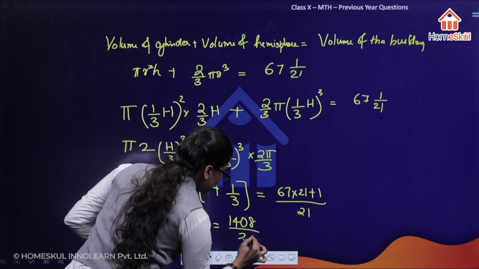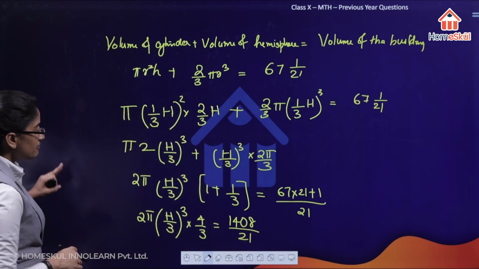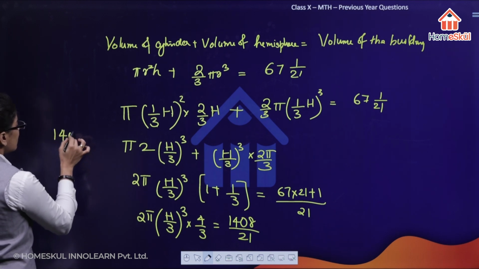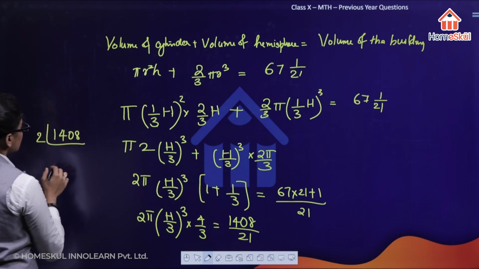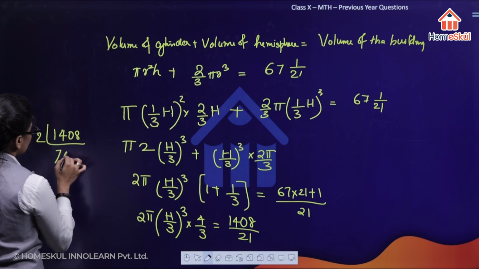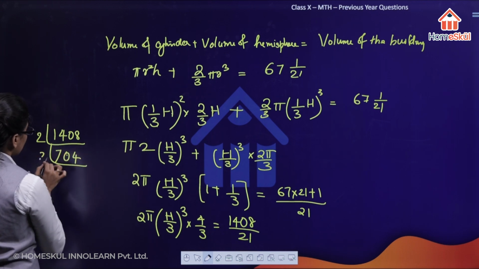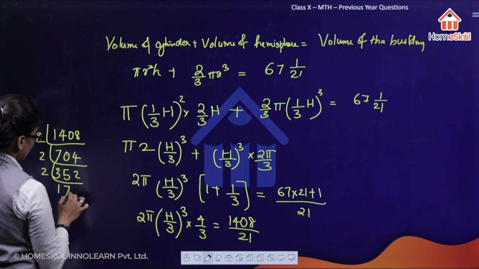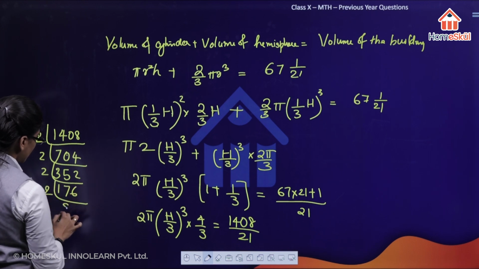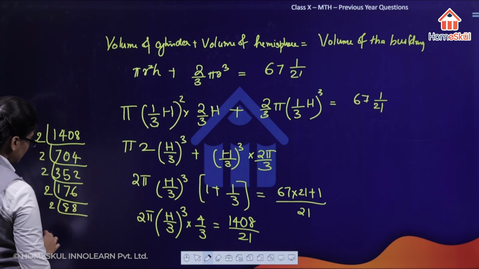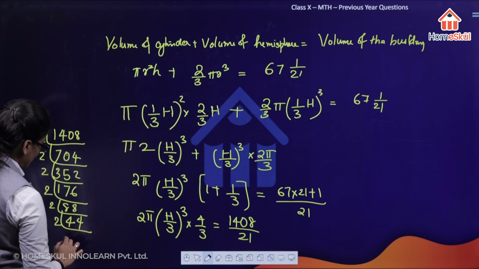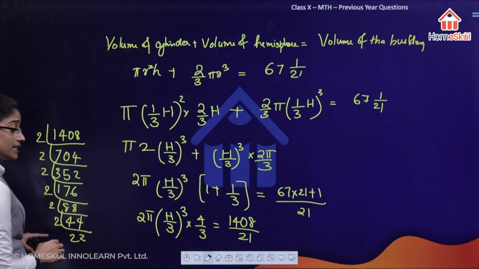1408 divided by 21. Okay, so let's factorize 1408. 1408 is 2 times 704. Again, it is divisible by 2: 352, divisible by 2: 176, divisible by 2: 88, divisible by 2: 44, divisible by 2: 22. It's 2 raised to 6 into 22.